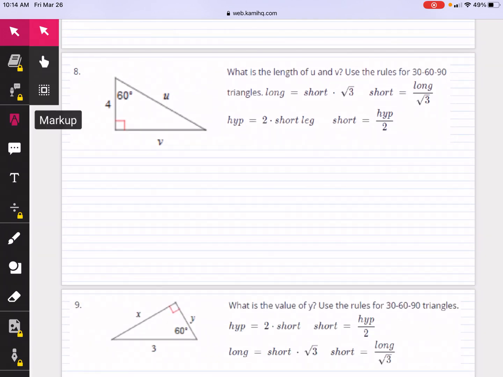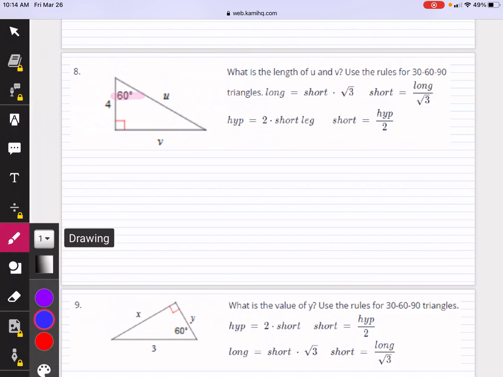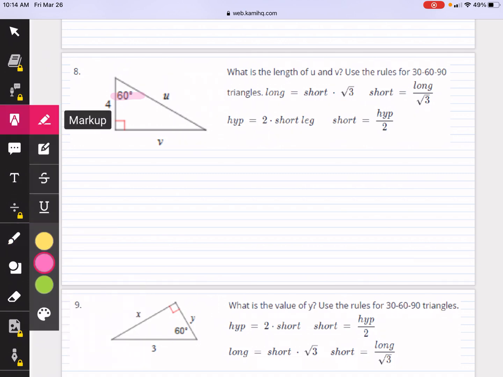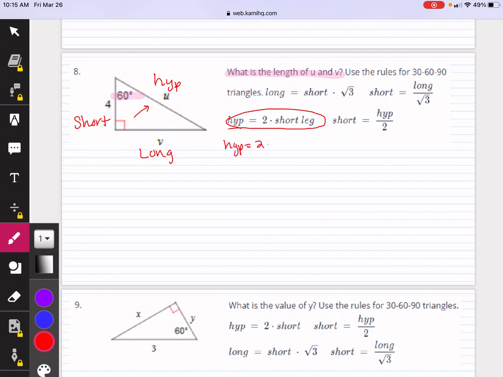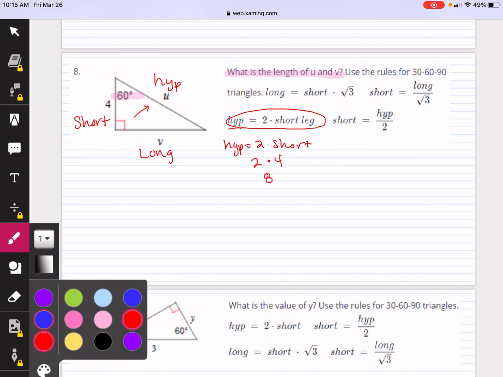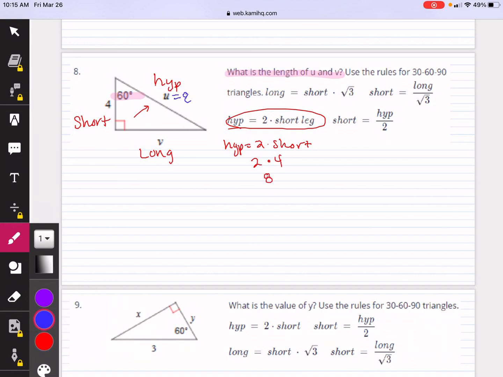Now we're moving on to the 30, 60, 90 triangles. So this time we're solving for the length of U and V on this 30, 60, 90 triangle. U is my hypotenuse because it's across from the 90. So 4 would be my short leg and V would be my long leg. So I'm going to find the hypotenuse first. So I'm going to use the hypotenuse equals 2 times the short leg. So if I do 2 times 4, that comes out to 8. So here U is equal to 8.